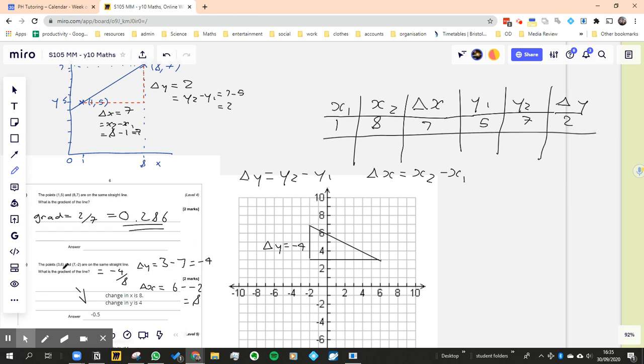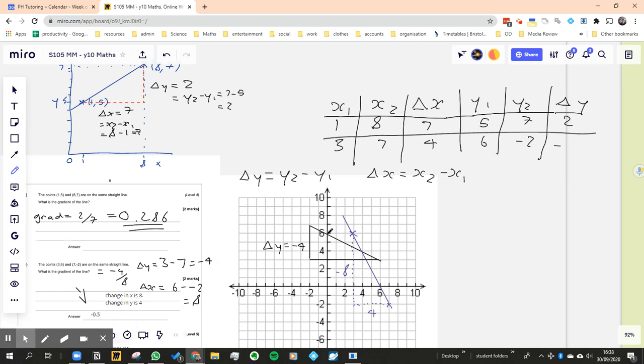If we look at the second question, 3, 6. So first x value and first y value, and then 7, -2, so second x value and second y value. The change in x is 7 minus 3, so 4. The change in y is -2 minus 6. So that's going to take us down to... hang on a second.